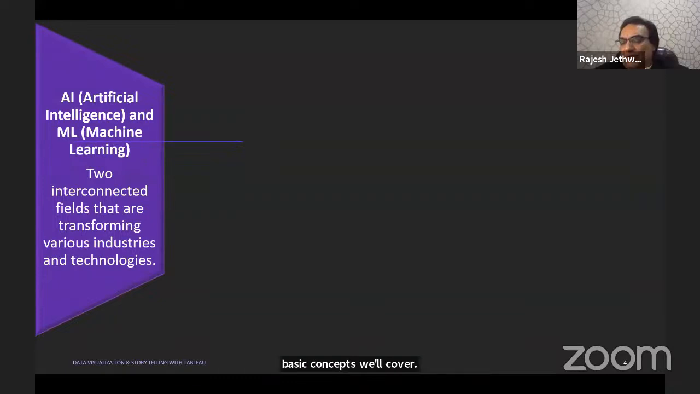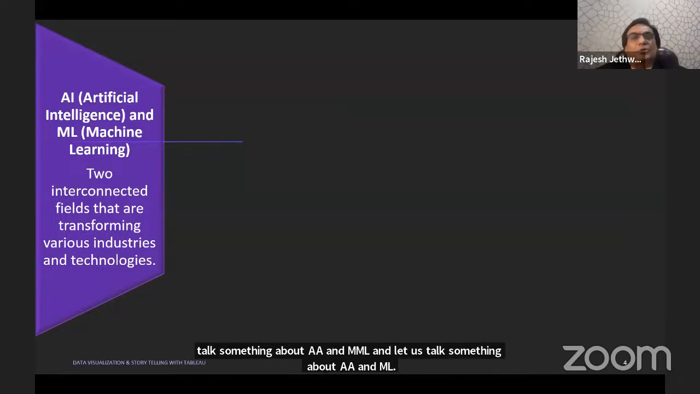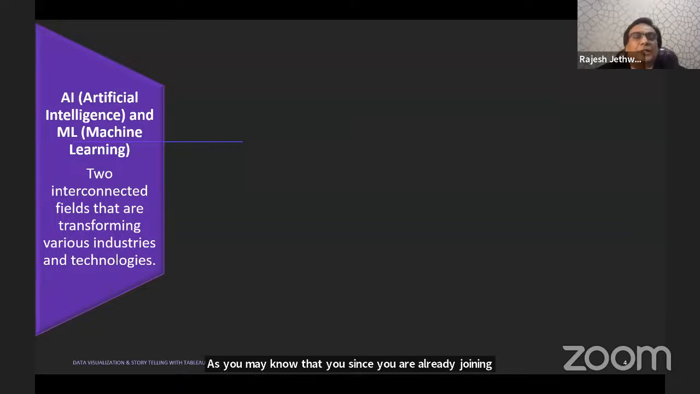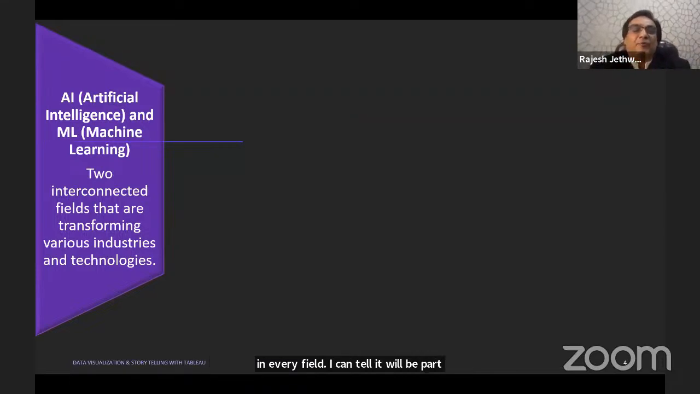First of all, before starting visualization, since you all will be joining the course on AI and ML, let us talk something about AI and ML. As you may be knowing, since you are already joining this course, AI and ML are two interconnected fields that can transform various industries and technologies. So don't worry, AI and ML exists in nearly every field. I can tell it will be a part of life after a few years.